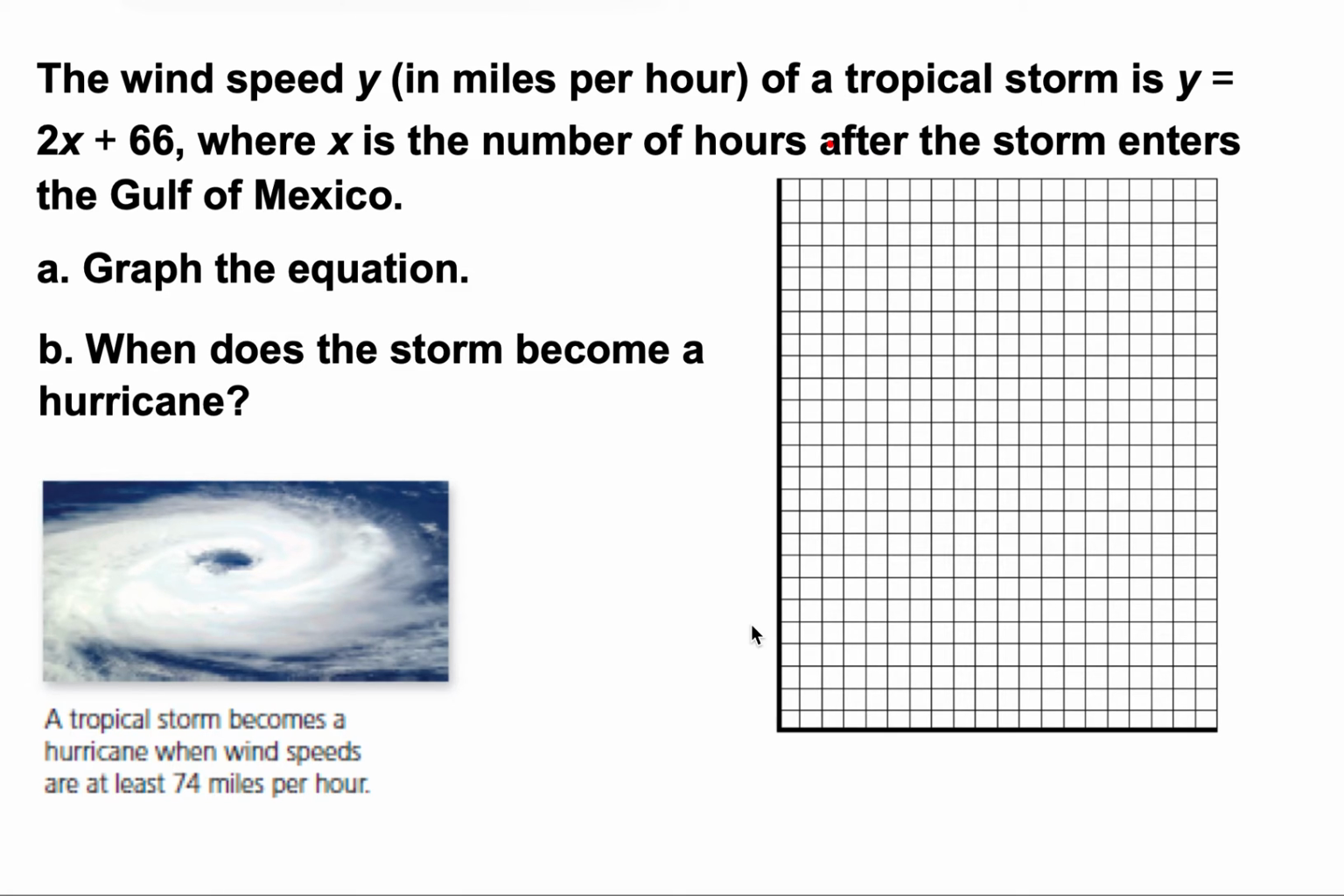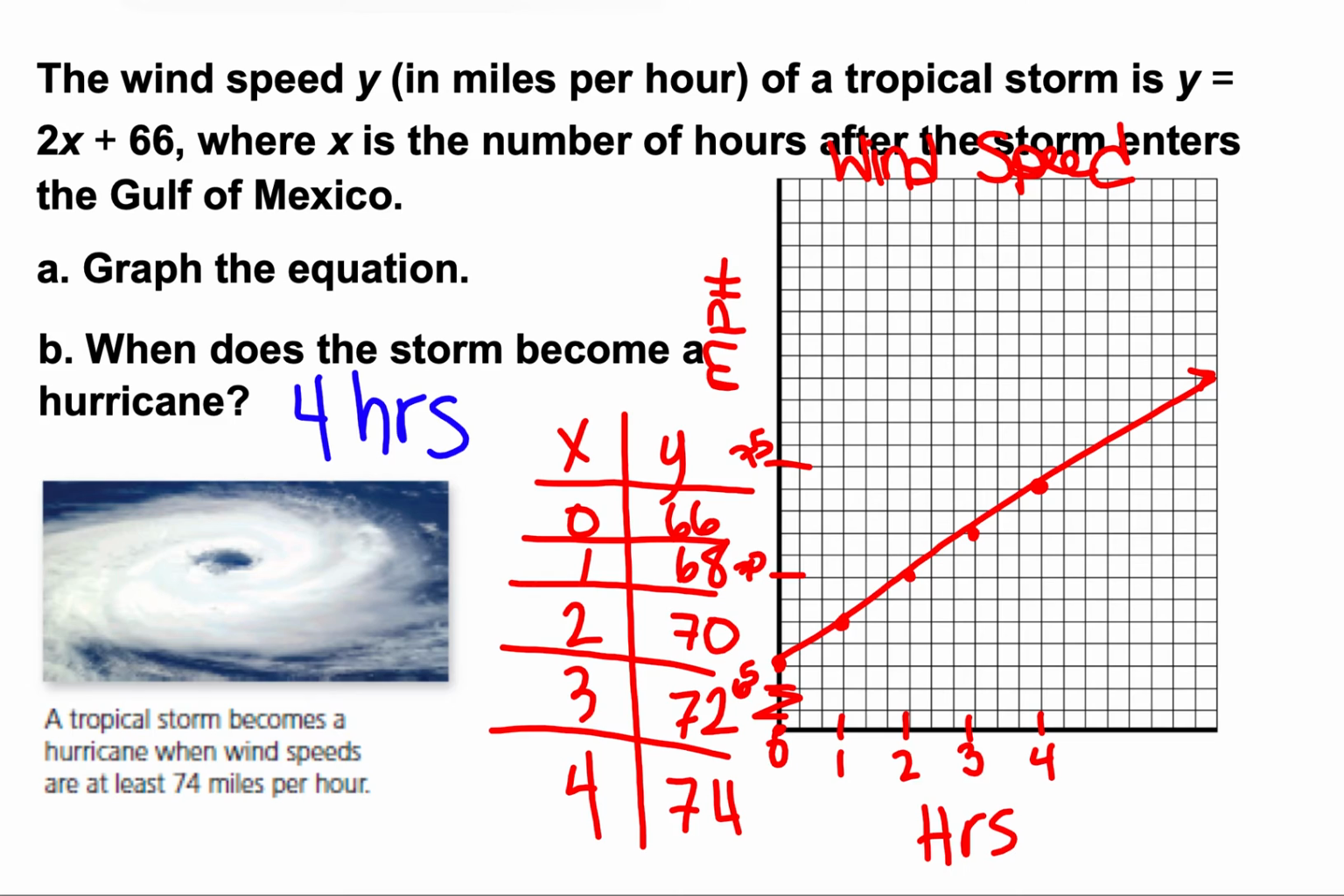The strategy for graphing is going to be the same as what we did in example 1, where we set up a table and we solved for some points to go onto the graph. So I'm going to go ahead and show you what my finished graph looks like.